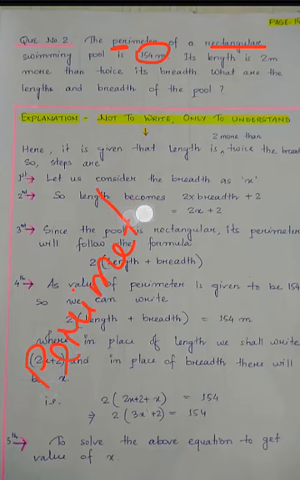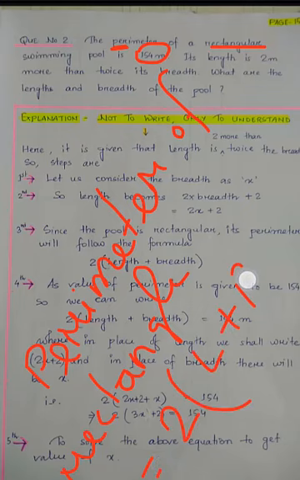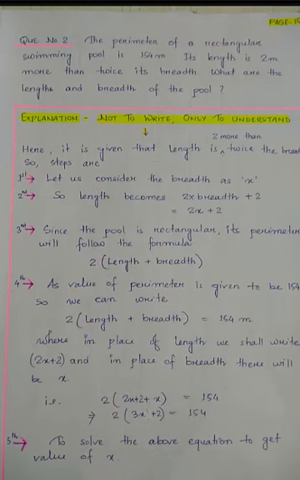Perimeter of rectangle is what? Is equal to twice length plus breadth. This is already known to us. After that, its length is given to be 2 meters more than twice its breadth. Okay. What are the length and breadth of the pool? So what are the length and breadth of the pool? Let us look at the explanation part.